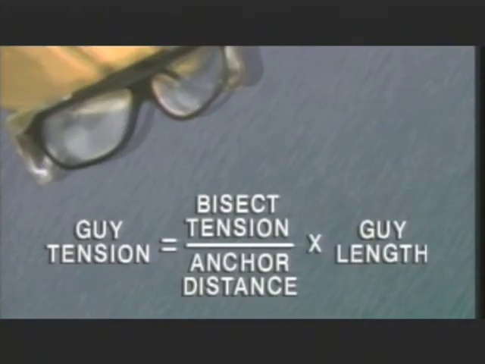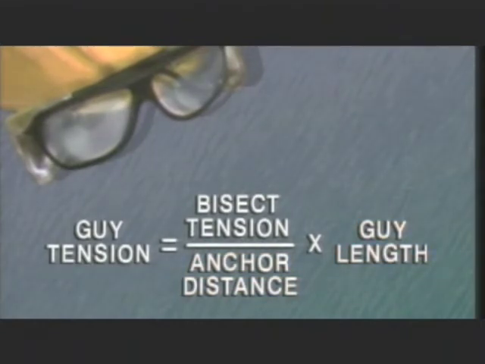Bisect tension and line tension are important to know when you're planning a job. They're also important to know in order to guy a pole or structure against the forces exerted against it. Now, this is accomplished by placing guy wires on the structure to counteract line or bisect tension. The tension exerted by guy wires to offset line tension or bisect tension is sometimes referred to as guy tension. One way to determine the guy tension required is to use a formula. The formula reads guy tension equals bisect tension or line tension divided by anchor distance times guy length.